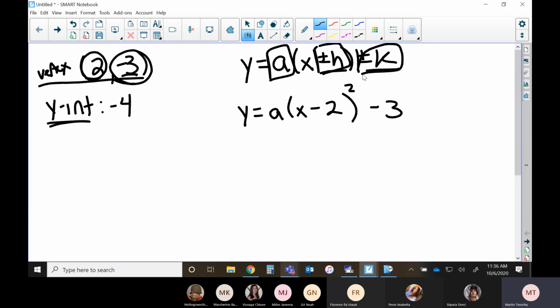Okay. I need you to see this as just not the y-intercept. I need you to think of it as the point. What is the point when I have that as my y-intercept? Good. 0, -4.